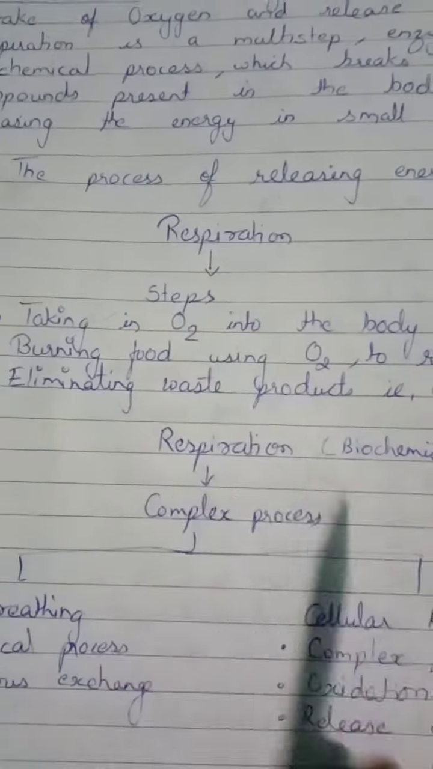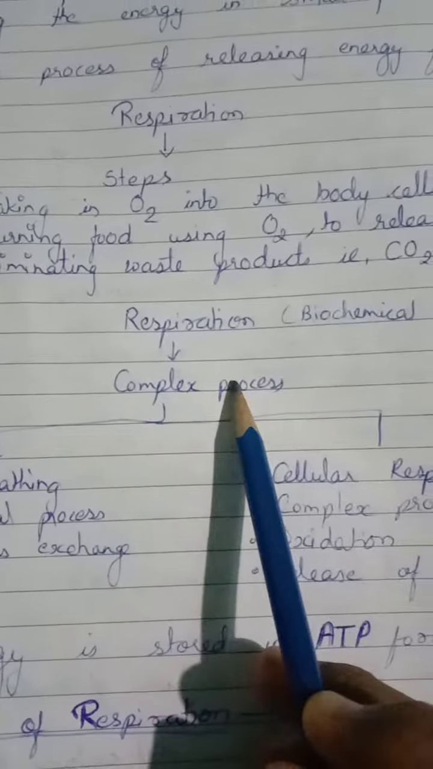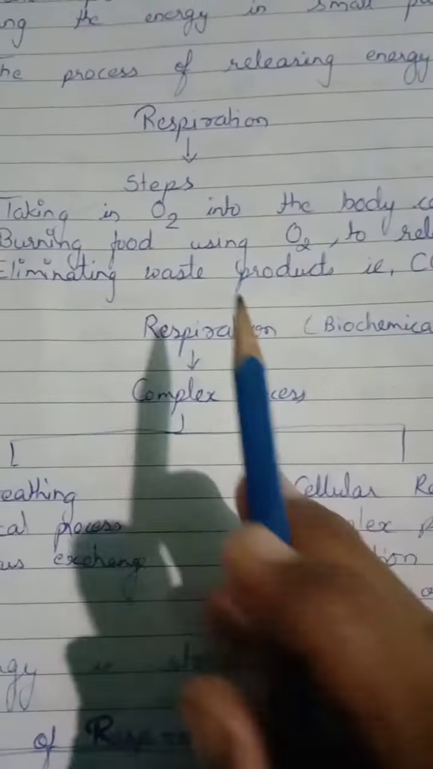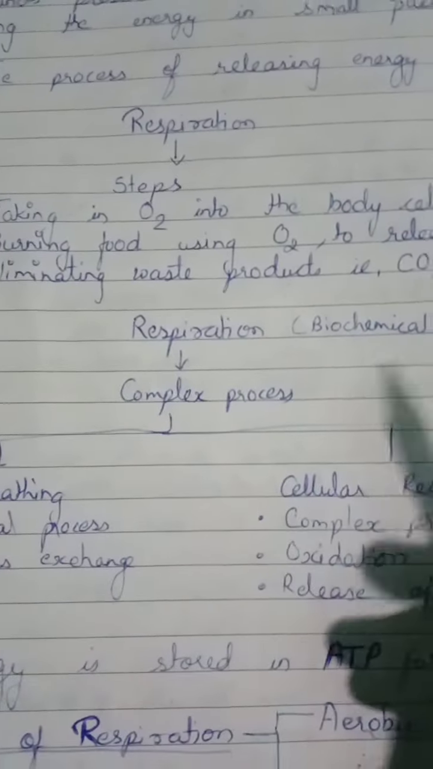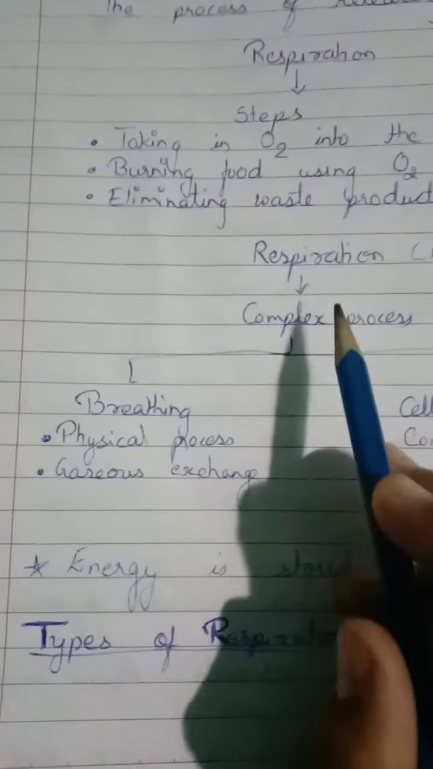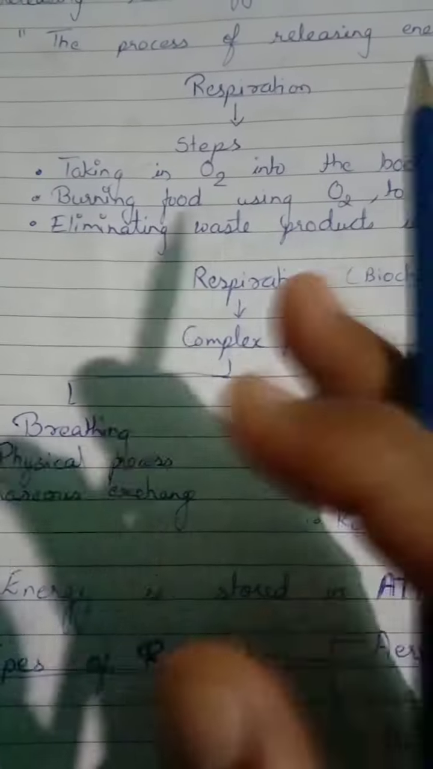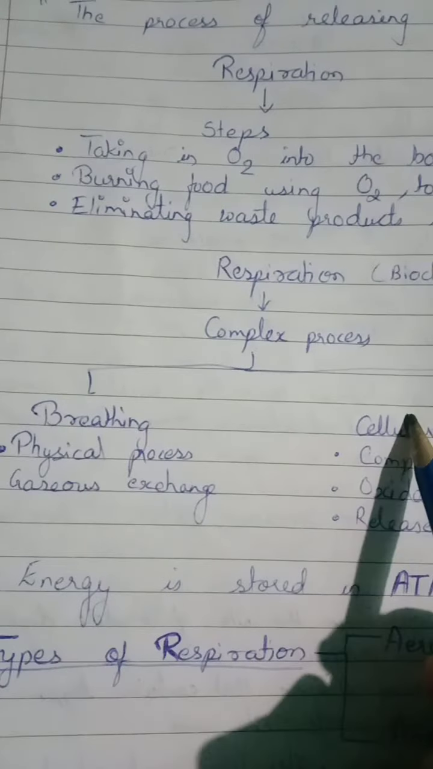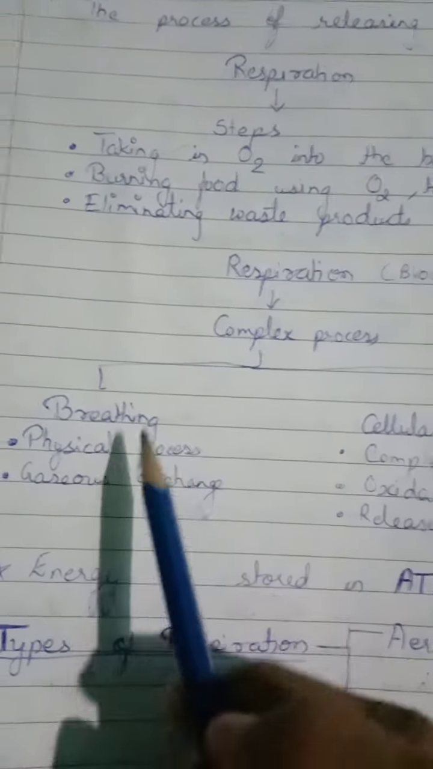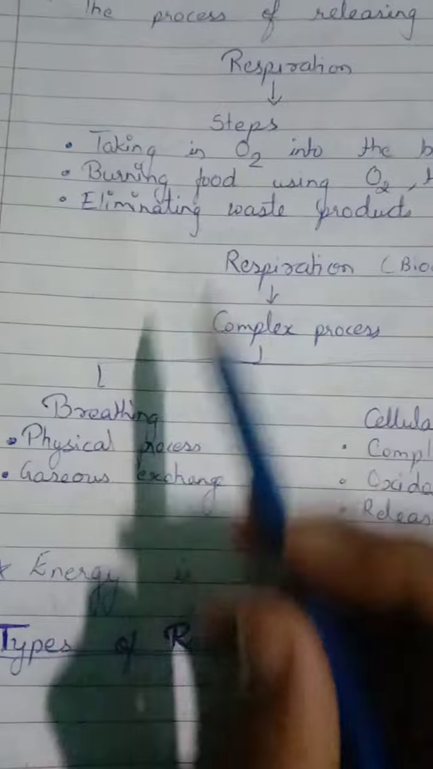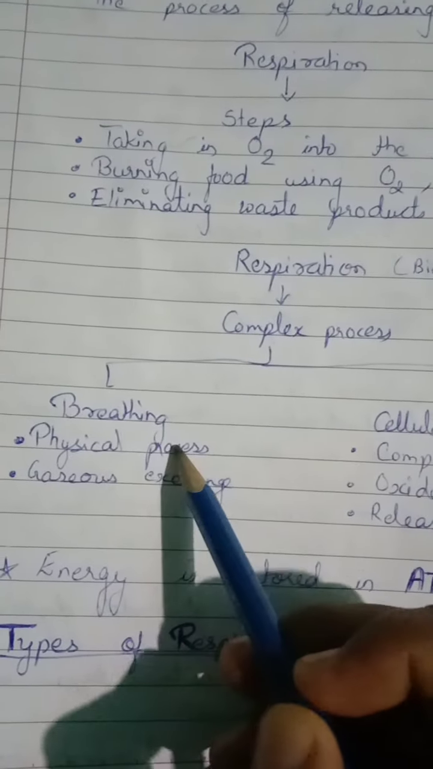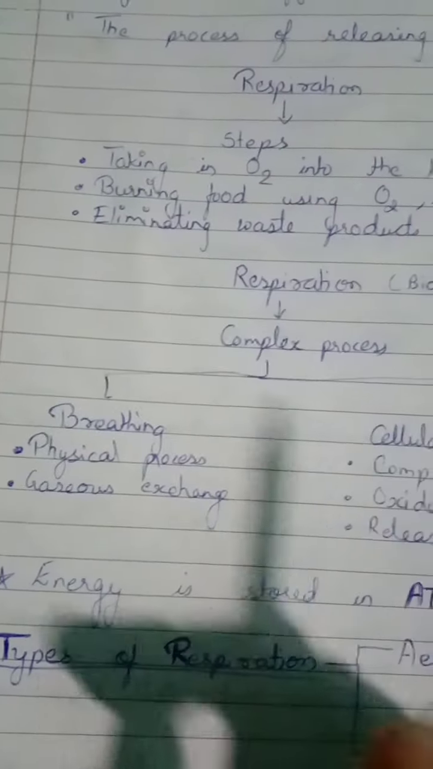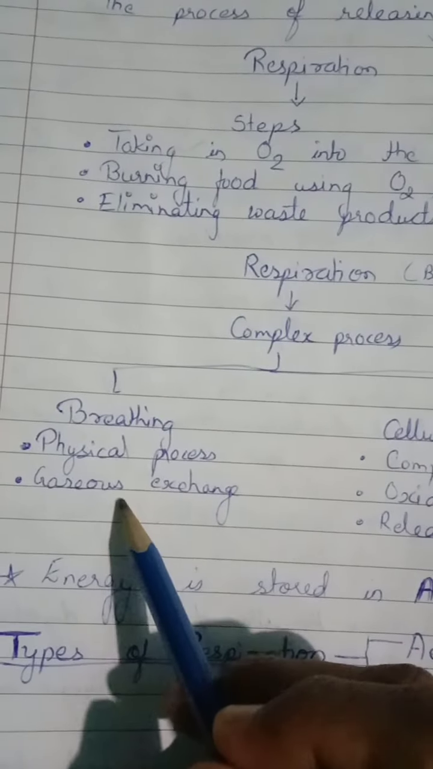So respiration is very complex. It is a biochemical process which is converting the glucose to release energy, right? So to understand it more easily, we can divide respiration into breathing and cellular respiration. As I already told you, the first step is breathing, that means taking in oxygen. So it is a physical process. Physically it is going on, taking in oxygen, giving out carbon dioxide, taking in oxygen, giving out carbon dioxide. So it is a gaseous exchange.